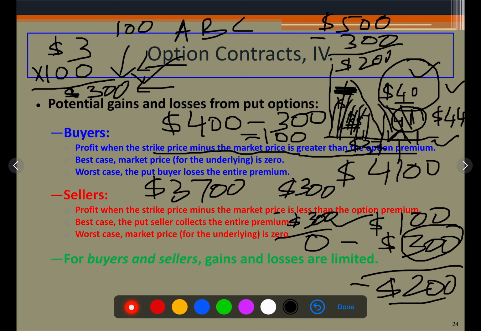So the worst case scenario is that the market price becomes zero. If the market price of this underlying asset is zero, what is his loss? His loss in this situation will be $3,700, because the asset, which is worth zero, he still has to buy from me at $4,000, but he also got the premium from me. So $4,000 minus $300, he will be having $3,700. So this is how the put options and the call options work.